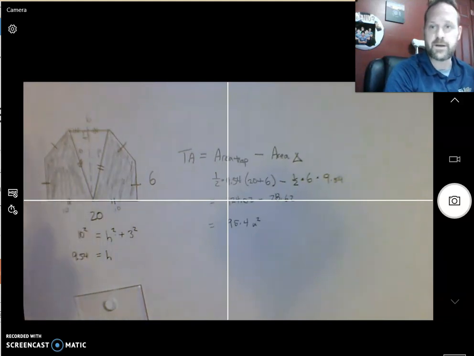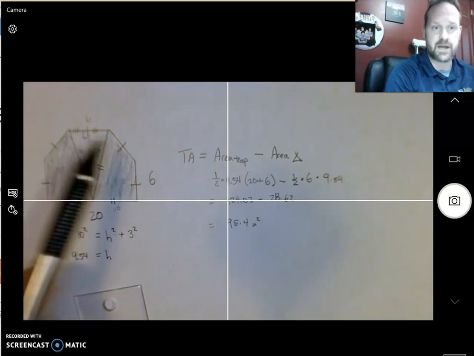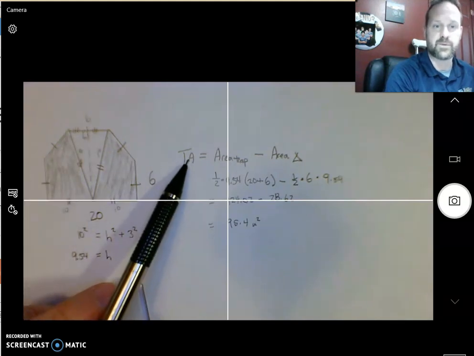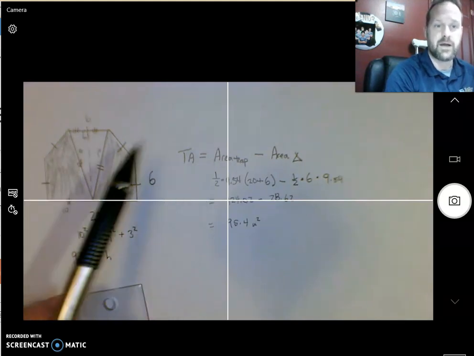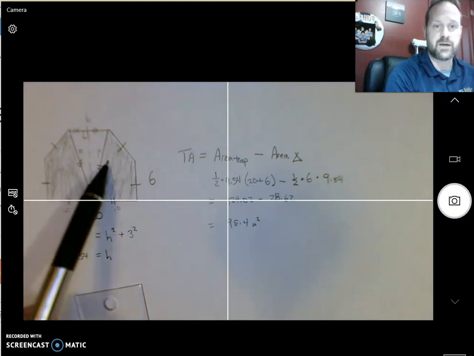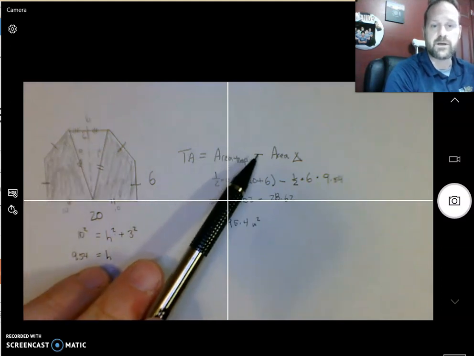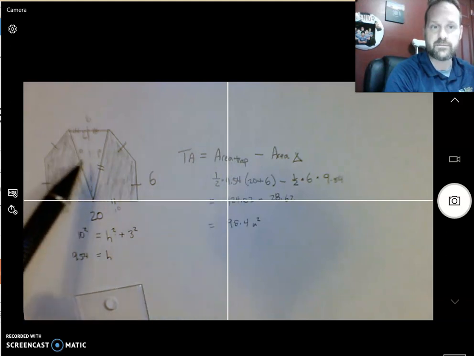Okay, to review, you've got this big structure here, and the key to doing these things is don't even think about the numbers, think about the hash marks, that's totally fine, but always think about this. What is the total area going to be? Oh yeah, this big structure is a trapezoid, I know that. So area of a trapezoid minus the area of the triangle, okay?